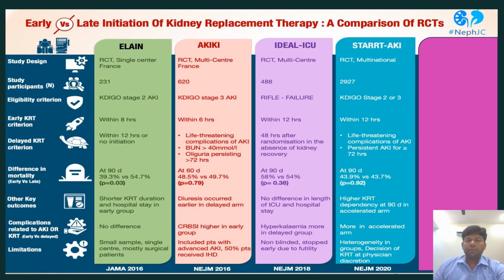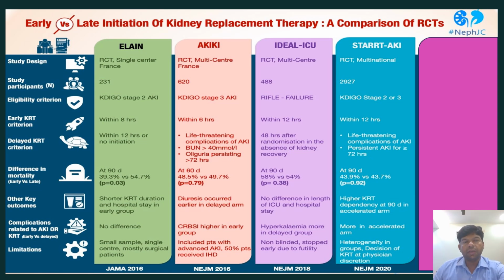To address this debate, a lot of trials have been done. The first major trials were published in 2016, one in JAMA and another in the NEJM, and both are contradictory. ELAIN was in favor of early initiation of RRT and AKIKI was not in favor of early initiation of RRT. Why ELAIN in favor of early initiation of RRT? Because they found a definite 90 days mortality benefit when RRT was started early.